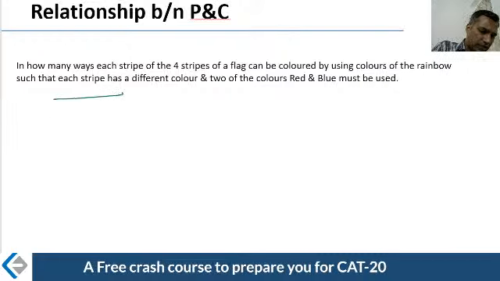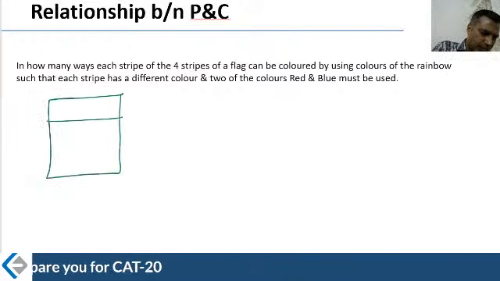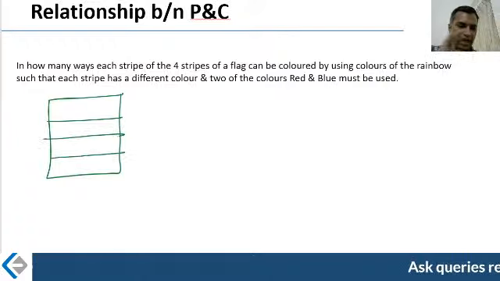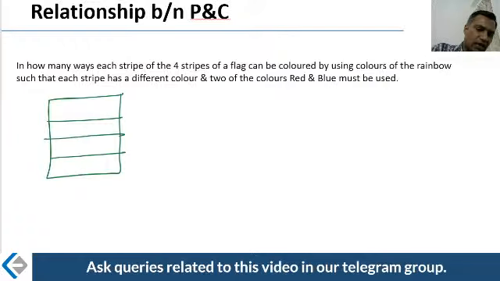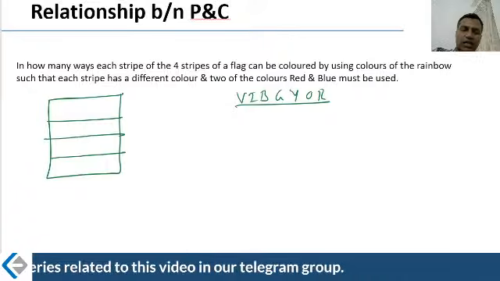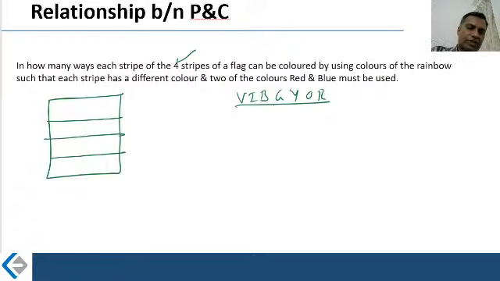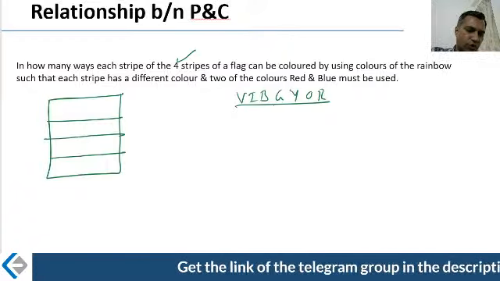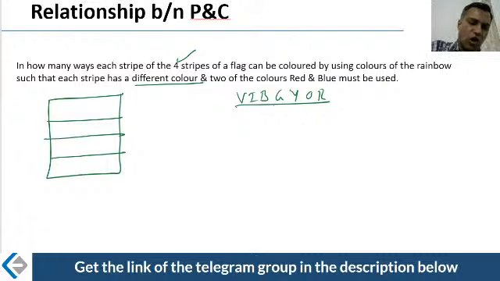So how are you doing this? There is a flag which has 4 stripes. Now you are saying that the colors are V, I, B, G, Y, O, R. There are 7 colors kept there. How many colors do you need? 4 colors you need, because you have 4 stripes which have to be colored with different colors. So how many do you need? I need 4 of them.